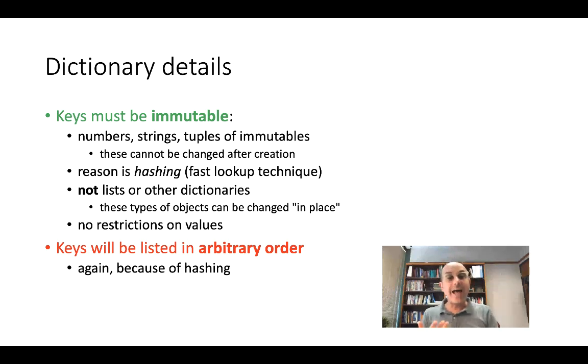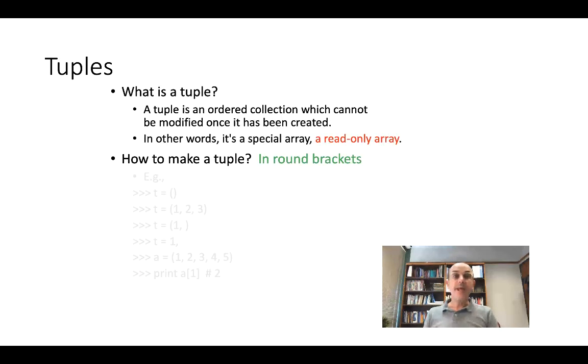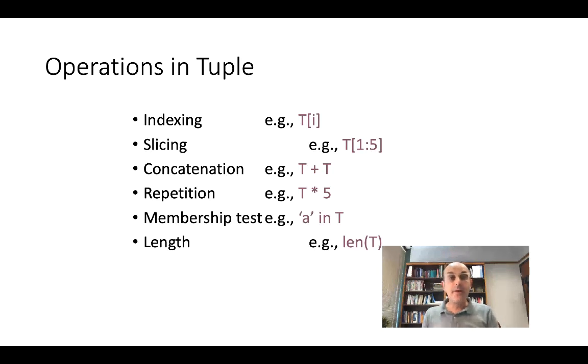The reason for hashing is a fast lookup technique, and again, everything that Python does can be reachable or searchable, and as a result, it has to be defined and qualified to be listed. Again, what is a tuple? A tuple is an ordered collection which cannot be modified once it's created. In other words, it is a special array, a read-only array. So how does it work?